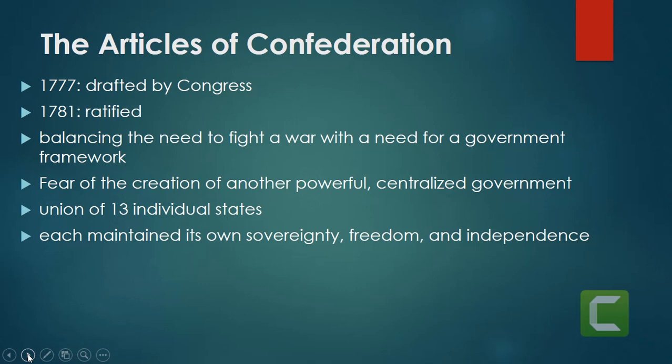So the Articles of Confederation, instead of being really one government, was a union of 13 individual states. And each of those maintained its own sovereignty, its own freedom, and its own independence. All right. So a better way to think about the Articles of Confederation is as a loose union of 13 individual states.